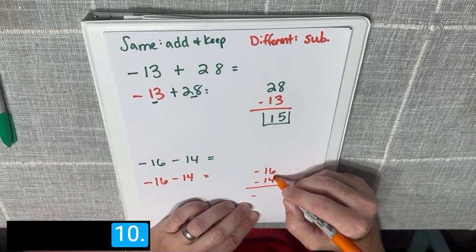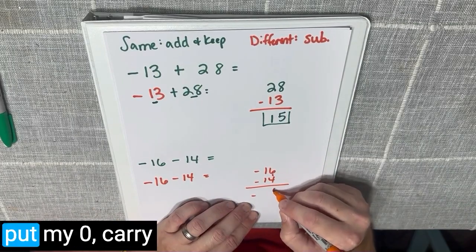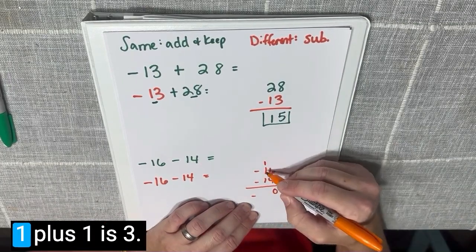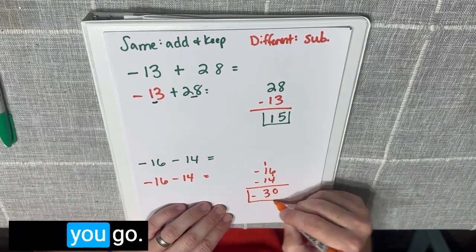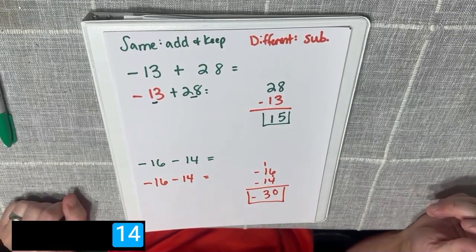6 and 4 is 10. So right here, 6 plus 4 is 10. So I'm going to put my 0, carry my 1. And then 1 plus 1 is 3. And then there you go. So -16 minus 14 is -30.